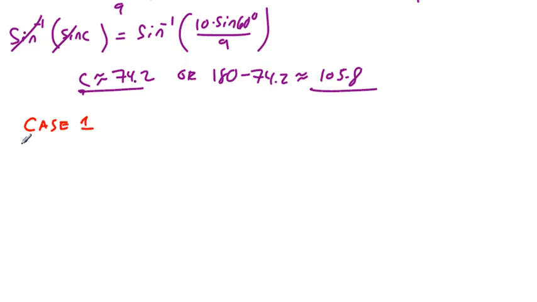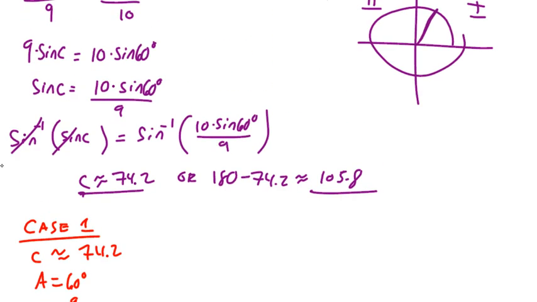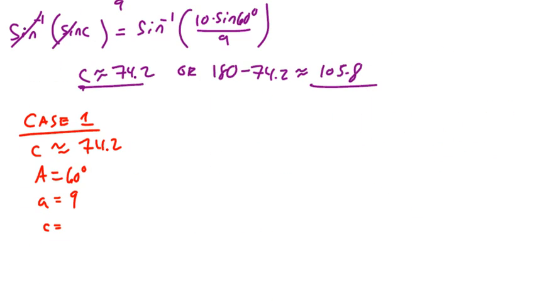Case 1, okay? And case 1 is when C was approximately 74.2. As of right now, we also know that A is 60 degrees, and we know that lowercase a is 9. And what else do we know? I think we also know that lowercase c is 10.